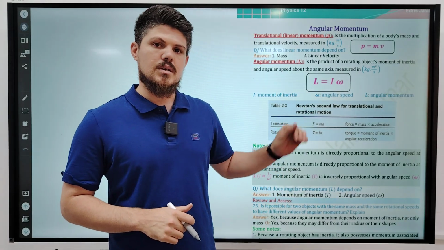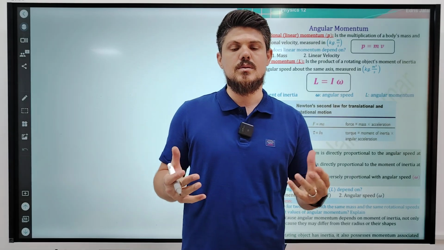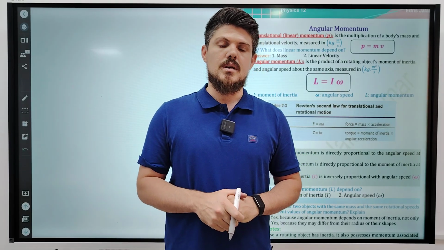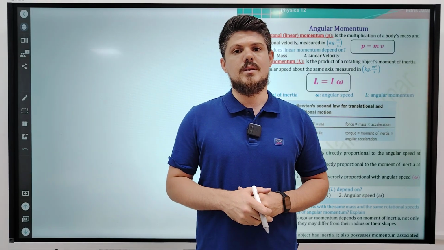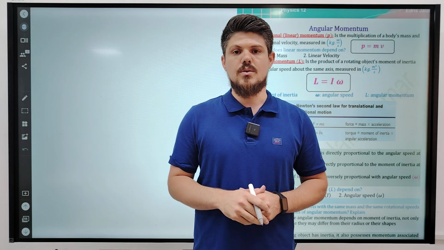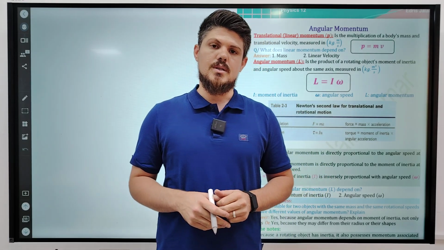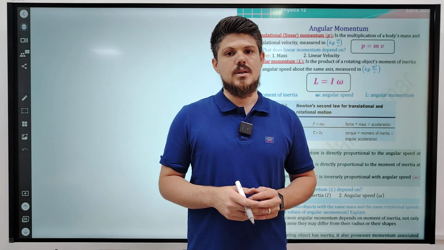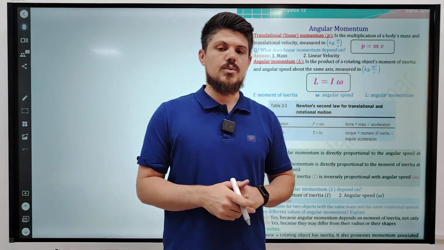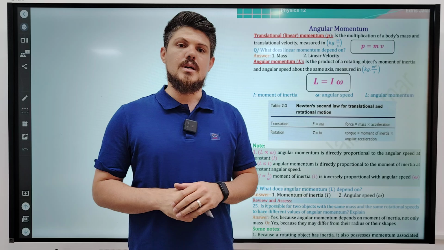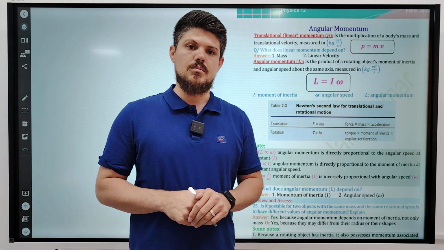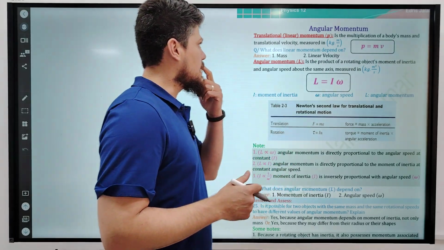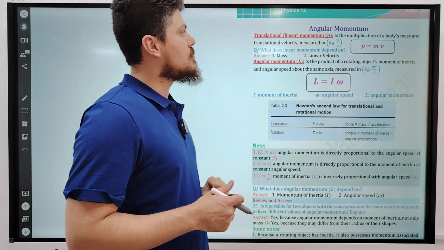But before we start the new lesson, I'd like to remind you of previous lessons when we talked about Newton's second law for rotational motion: torque is equal to moment of inertia times angular acceleration. We solved all the questions related to Newton's second law for rotational motion. Today, we are going to focus on angular momentum.